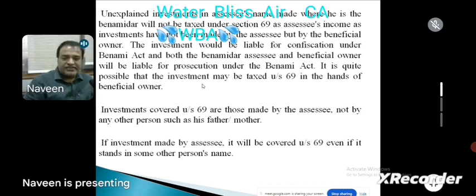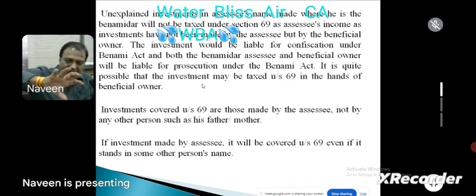The investment will be liable for confiscation, as we discussed. Both the Benamidar and the beneficial owner, Kamlesh being the beneficial owner and Gautam the Benamidar, will be liable for prosecution under the Benami Act. So it is quite possible, I cannot say it's double taxation, that the investment may be taxed under 69 in the hands of the beneficial owner also. The investments covered under 69, I told you, are unexplained investments. Kamlesh has invested, the father has invested in his name, his wife has invested in his name, mother has invested in his name. What to do? Investments covered under 69 are those made by the associate, not by any other person such as father or mother. Understand the difference, very minute.